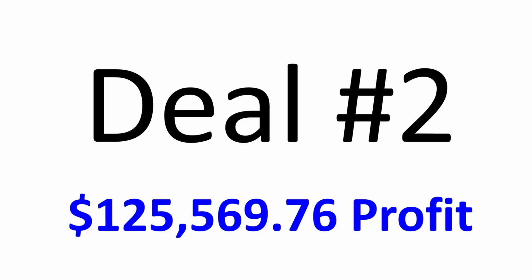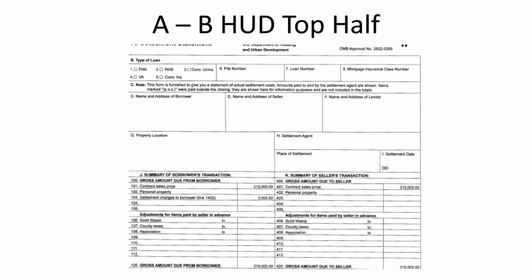Deal number two. $125,569.76 profit with no money in the transaction. Once again, A to B, top half. What's important here is only the purchase price, $215,000.